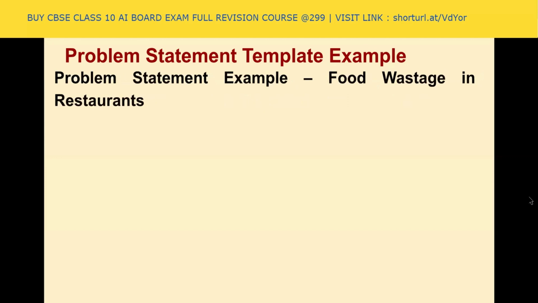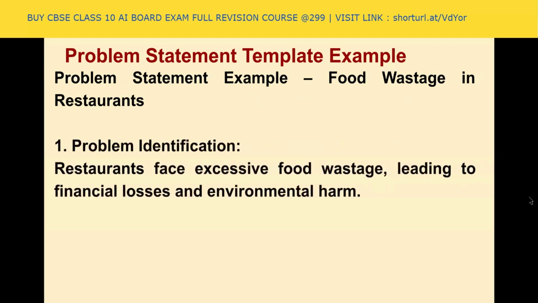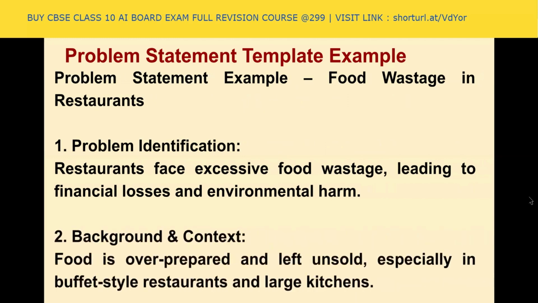Let's take an example. See, there's food wastage in restaurants. Okay, now this is one of the problems. Now, what is the problem identification? Restaurants face excessive food wastage leading to financial losses and environmental harm. So lots of food is wasted. Okay, so this is obviously causing financial losses. Now, what is the background? The food is over-prepared and left unsold, especially in buffet style restaurants and large kitchens.